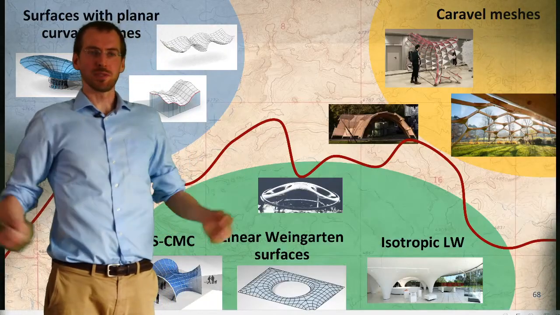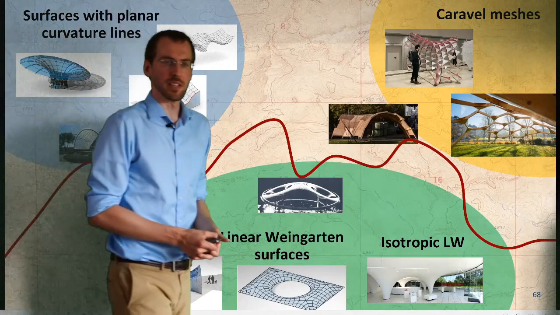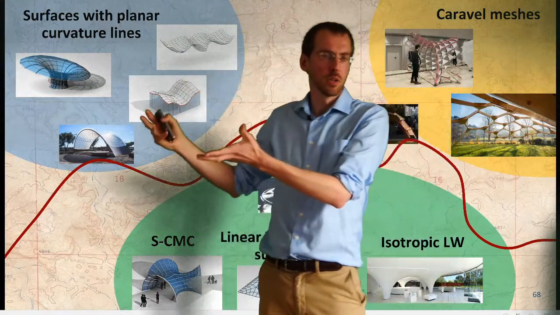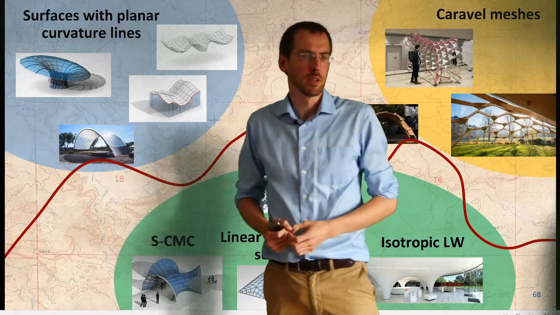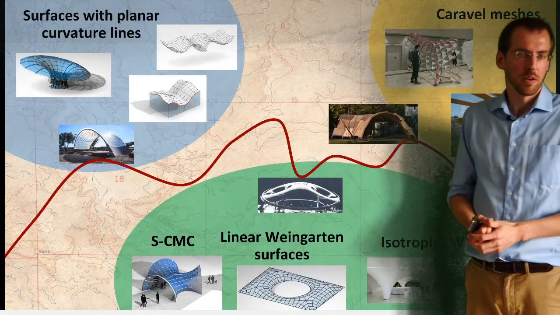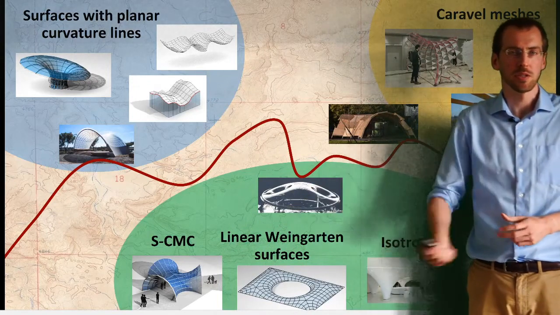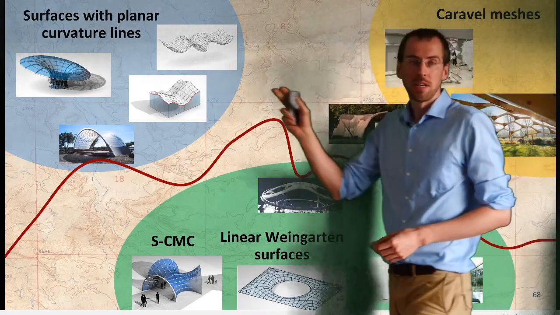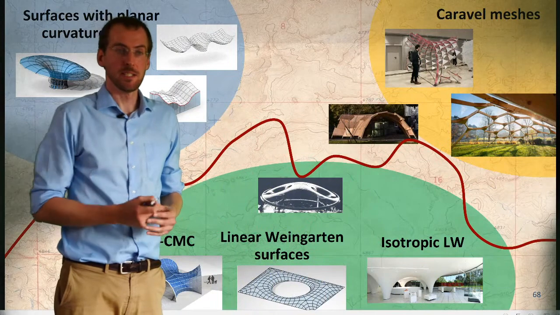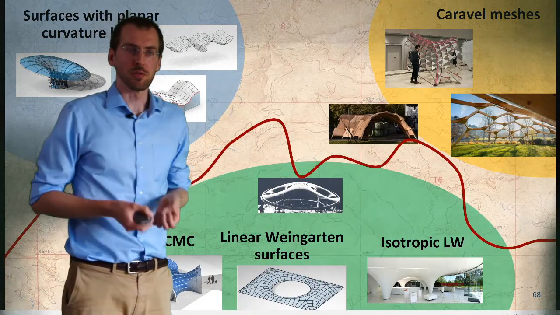So that's about the map of everything that was explored in this PhD. We looked at surfaces with curvature lines, how we could rationalize all the elements of a grid shell together. We looked at how to combine mechanical efficiency and fabricability with soap films, Weingarten surfaces. We looked at how we can connect structurally panels and beams together with Caravelle meshes. And each of these gives actually a different generation method for a designer.